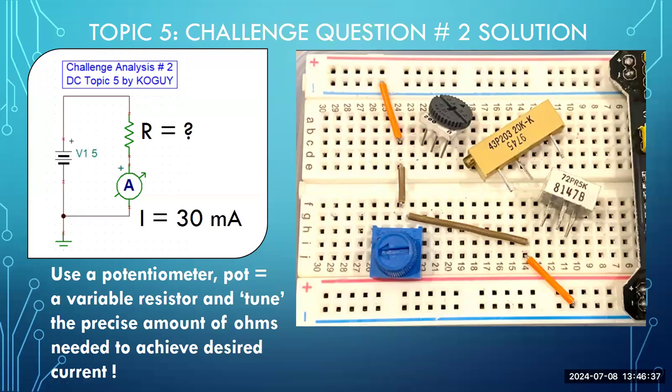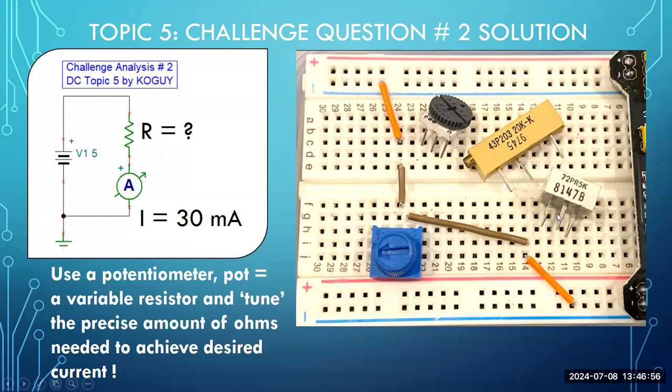And as it takes more turns to reach from 0 ohms to total ohms. In this case, this is a 20 k ohm pot, 20 kilo ohm pot. We can dial this very, very carefully with a few turns in order to get very close to the desired value. Here's another example of a potentiometer.